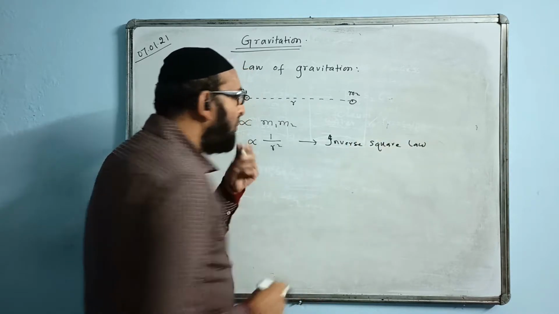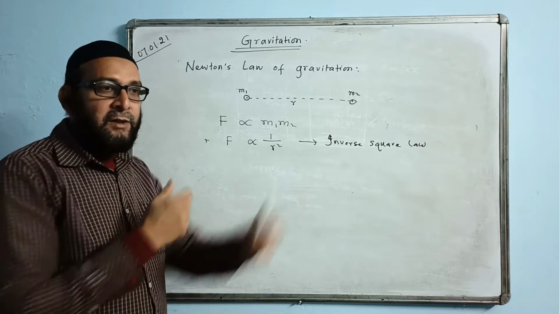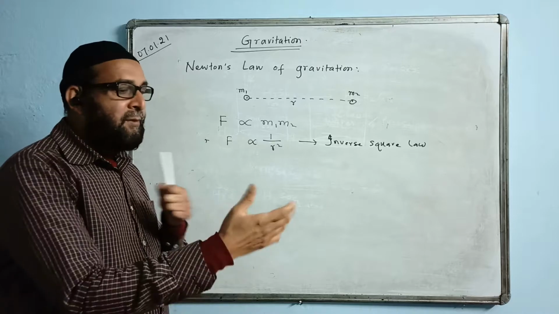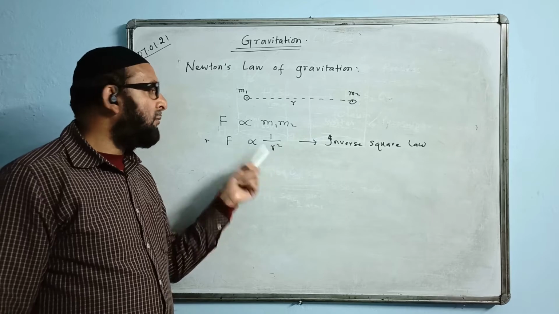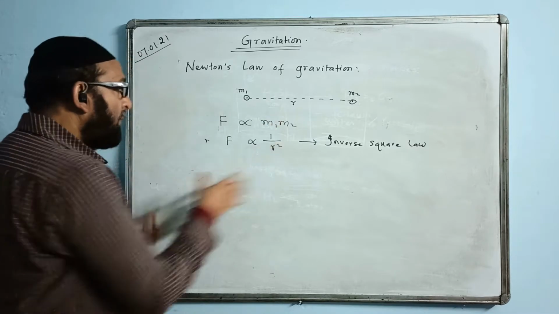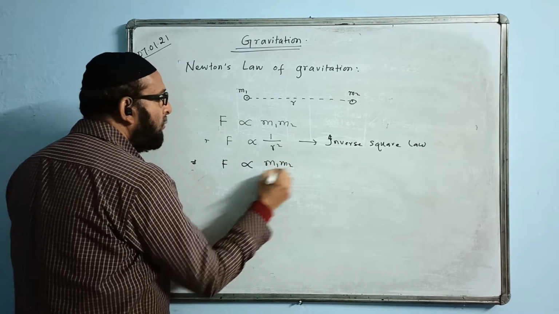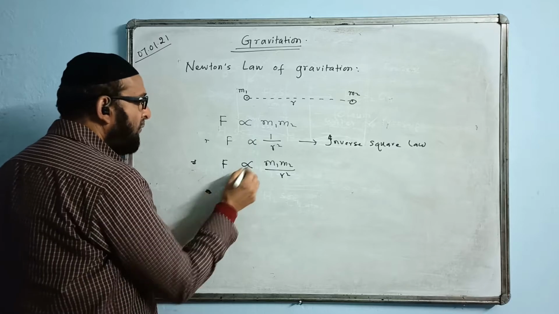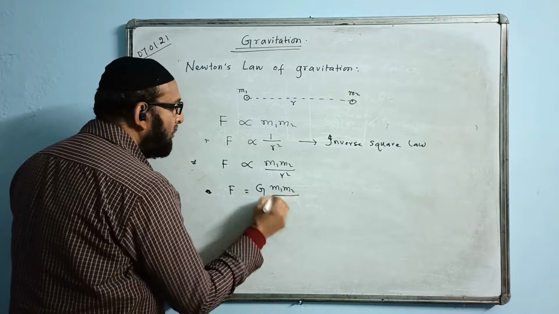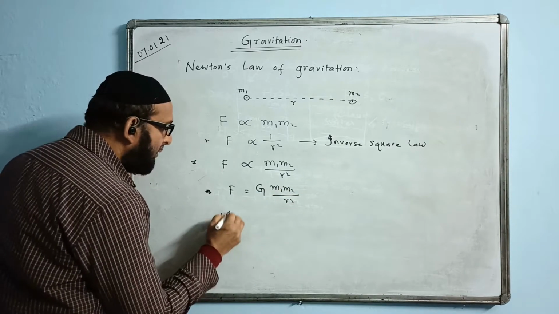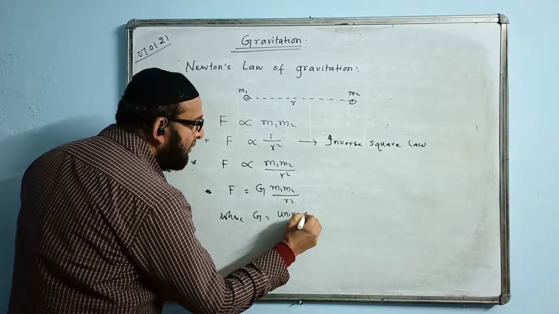This law is applicable to non-contact force, or force at a distance. Whenever force between two bodies at a distance is acting, the force is always inversely proportional to the square of the distance between them. Let us combine these two. Then it becomes F proportional to m1 m2 by r square. We change this sign by a constant, that constant is G. We write G m1 m2 by r square, where G is a constant called the universal gravitational constant.